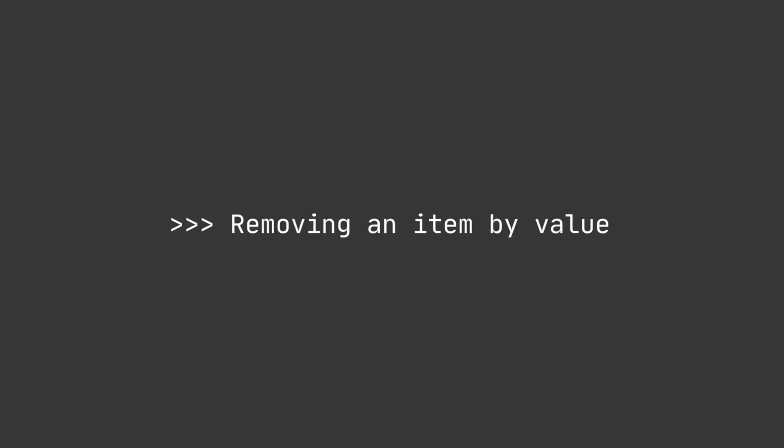So far, when removing items, we used positions like index 0. But sometimes you do not know the position of the item, and sometimes you only know the value itself. For that circumstance, Python gives us the .remove() method.